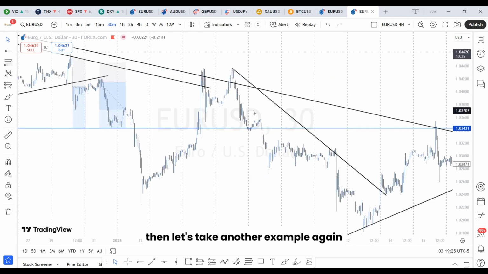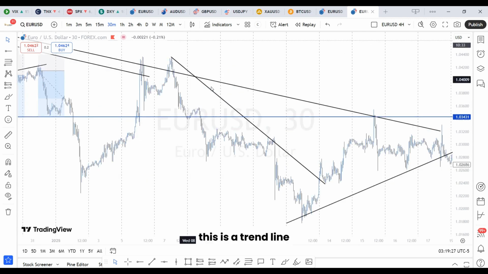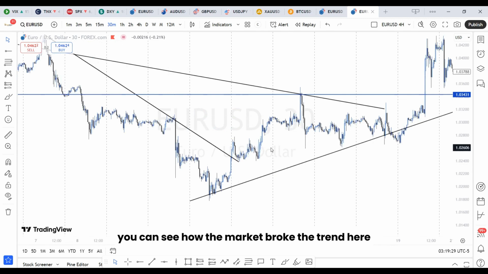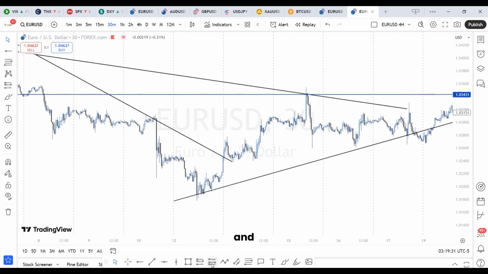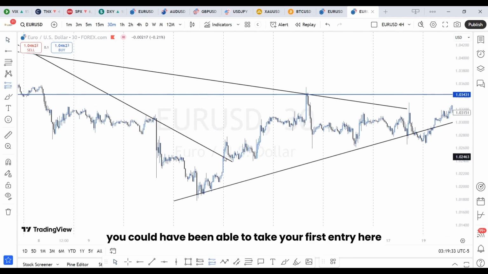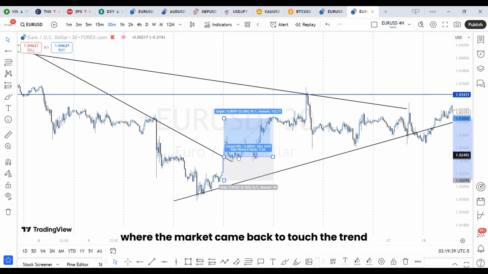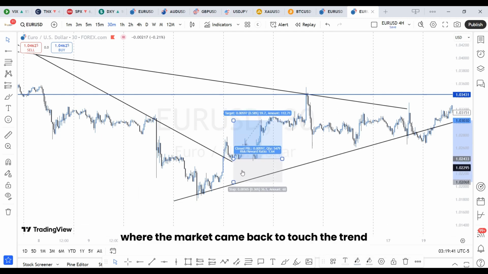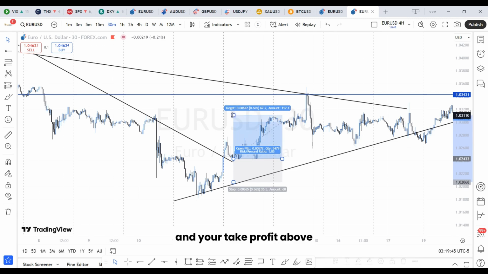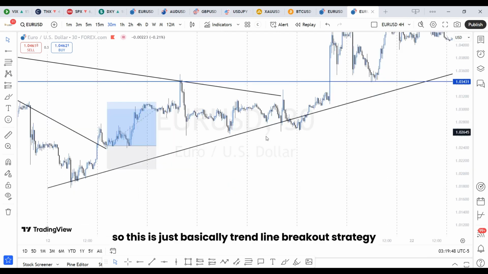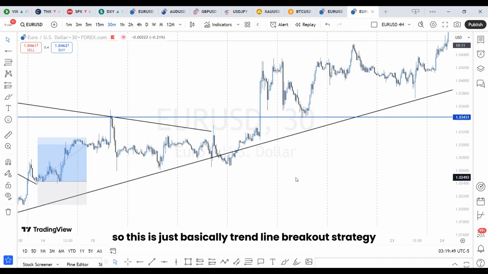Then let's take another example again. This is a trend line. You can see how the market broke the trend here, and you could have been able to take your first entry here with your take profit at this high, or your second entry where the market came back to touch the trend, your stop loss significantly below, and your take profit above. So this is just basically a trend line breakout strategy.